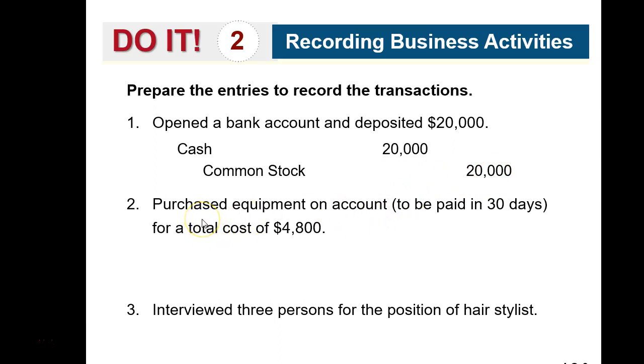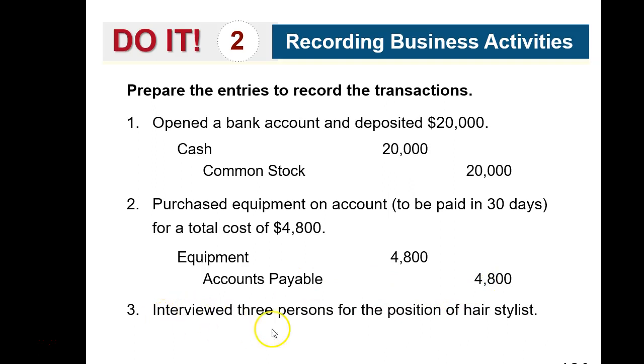Next, we purchase equipment on account to be paid in 30 days. So we haven't paid for the equipment yet. The accounts involved will be equipment and accounts payable. The equipment account, being an asset, increases on the debit side. Accounts payable is a liability account. It will increase on the credit side.